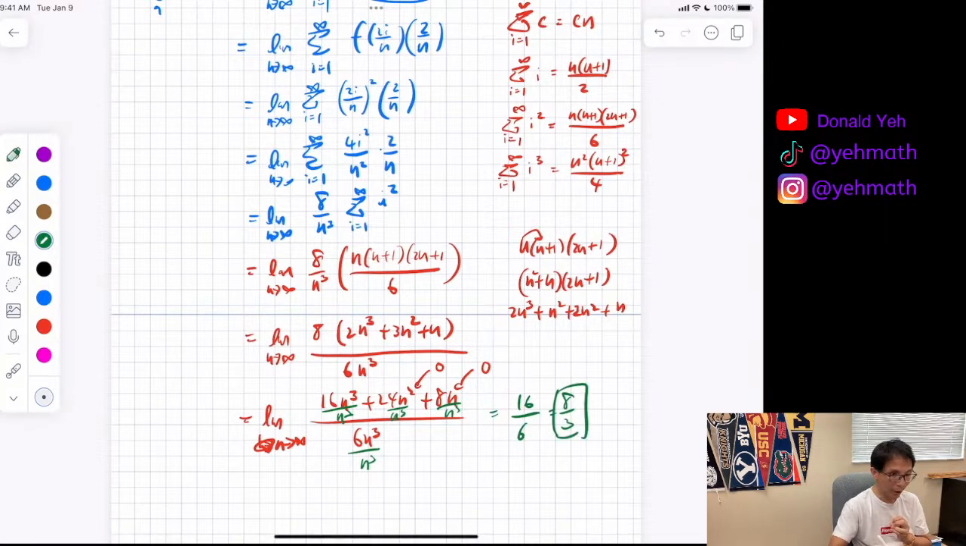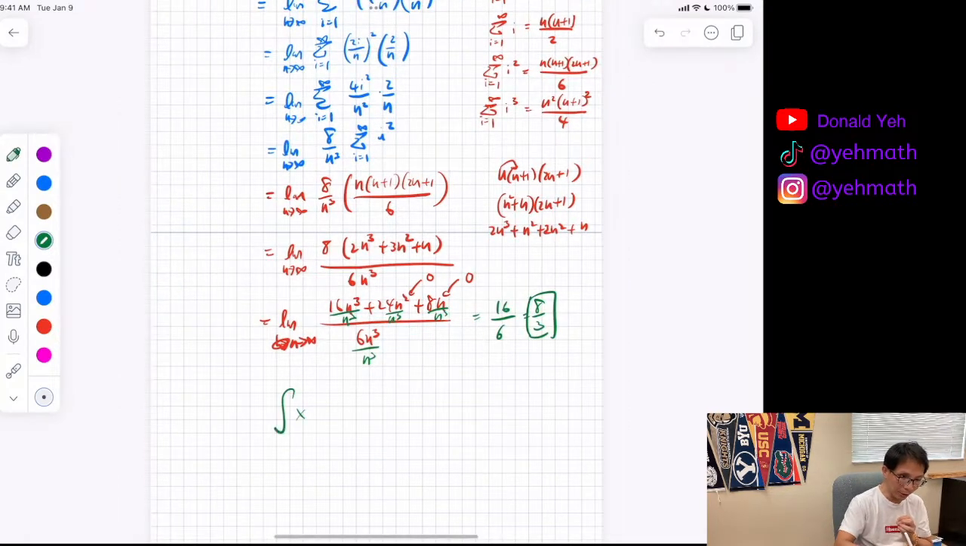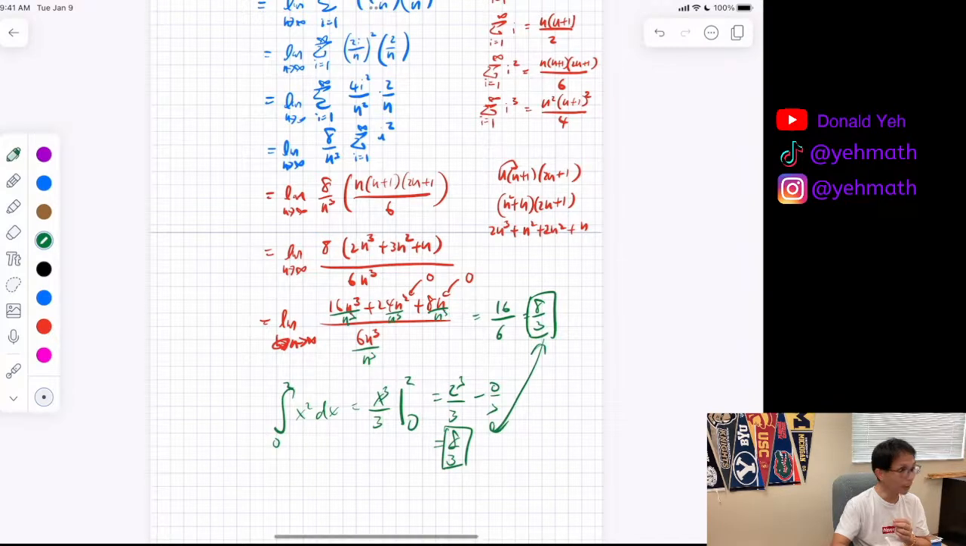We also know the integration of x squared dx between 0 and 2 is going to give you what? x cubed over 3 between 0 and 2, so that's 2 to the third over 3 minus 0 over 3, which is equal to 8 over 3. So we just found it using the definition of the integral. You get all those identities out there.